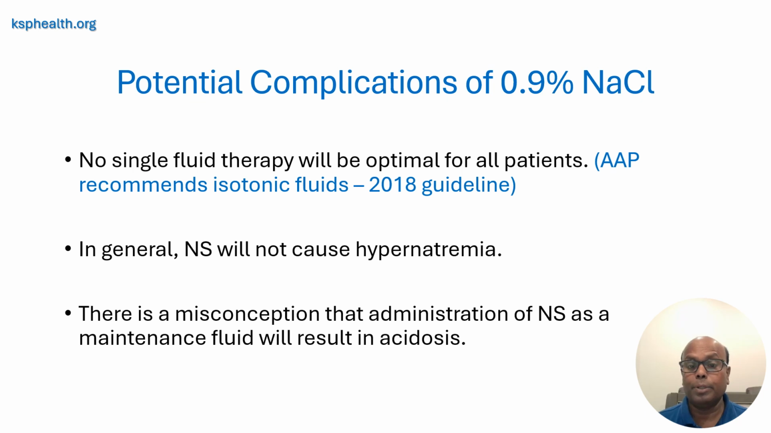The American Academy of Pediatrics recommends isotonic fluids for children above 28 days all the way up to 18 years. This was recently recommended in 2018. In general, normal saline will not cause hyponatremia. There is a misconception that administration of normal saline as a maintenance fluid will result in acidosis. When you give 1.5 or 2 times maintenance, yes, it does happen, but when you are giving only 1 times maintenance, chances are minimal.